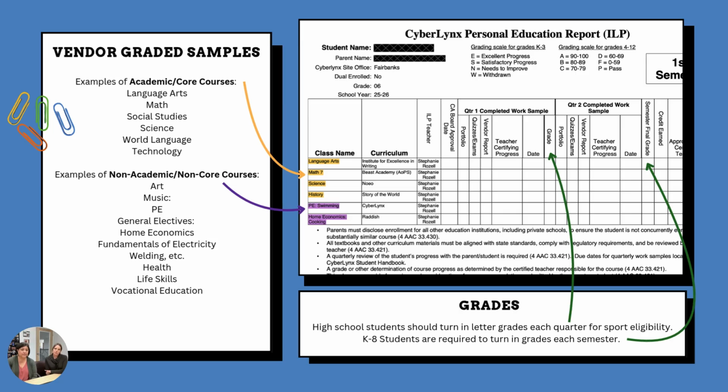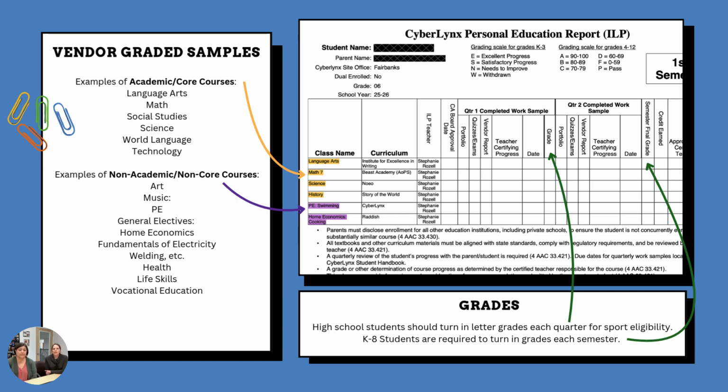Examples of elective classes include art, music, PE, home ec, etc. For the core courses, you're going to want to be sure to turn in at least 1 sample from the curriculum that is listed on the PER. So if your language arts curriculum is Wordly Wise, we want to see a Wordly Wise worksheet each quarter.